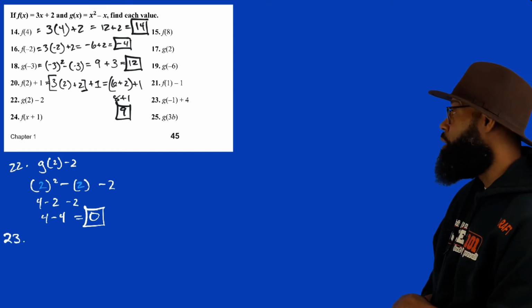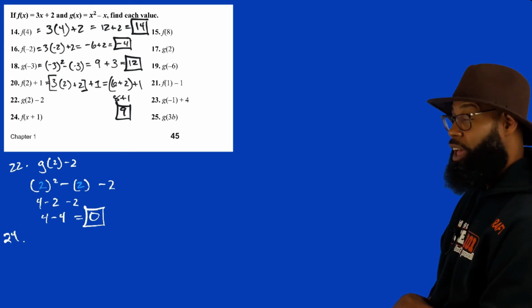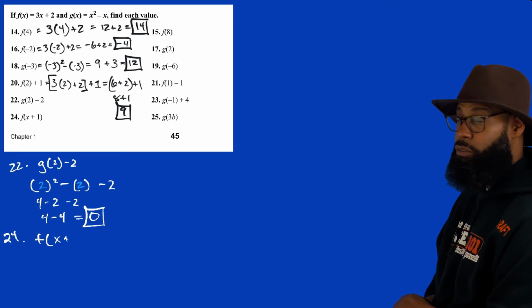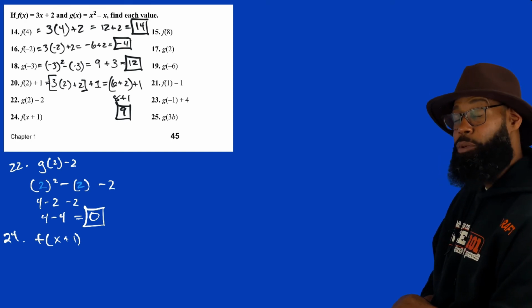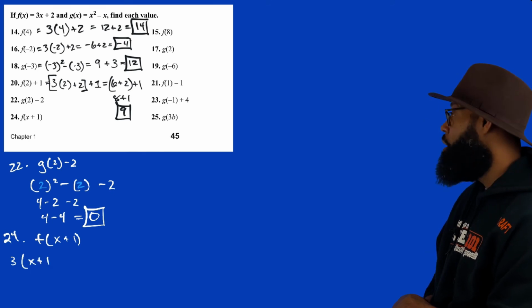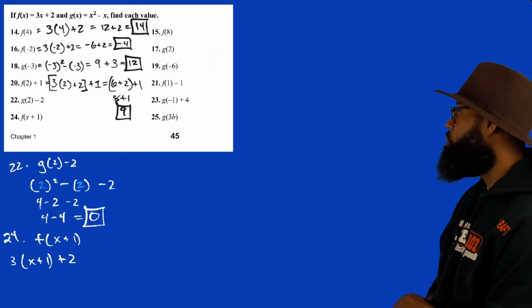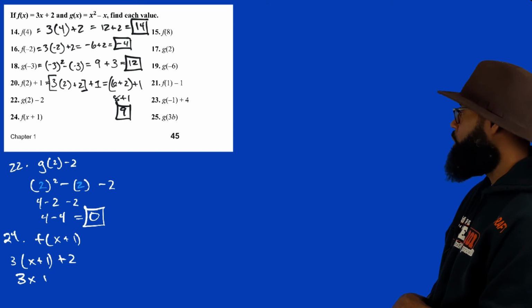And for 24, 23, thank you very much, 24, f of x plus 1. So we've been in the habit of plugging in a single value, like 2 or 5 or -3 or 4. Or now where I see x, I'm plugging in the binomial that I see inside of that function. So f of x plus 1 is equal to 3 times the quantity of x plus 1, all plus 2.